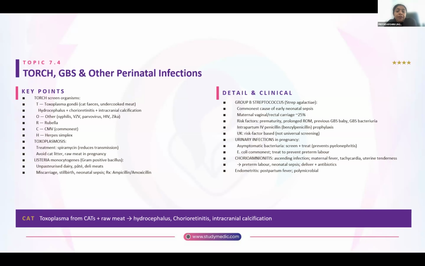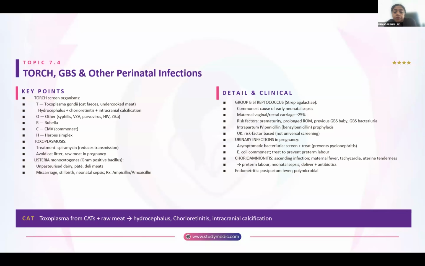Now, urinary infections in pregnancy. Most of the urinary infections are asymptomatic bacteriuria. What are you going to do? You're going to screen and treat. Especially this screening and treatment is going to prevent the woman from going into pyelonephritis. Now, which is the most common organism? E. coli is your most common organism, and this is mainly done to prevent preterm labor that is associated with your urinary tract infection.